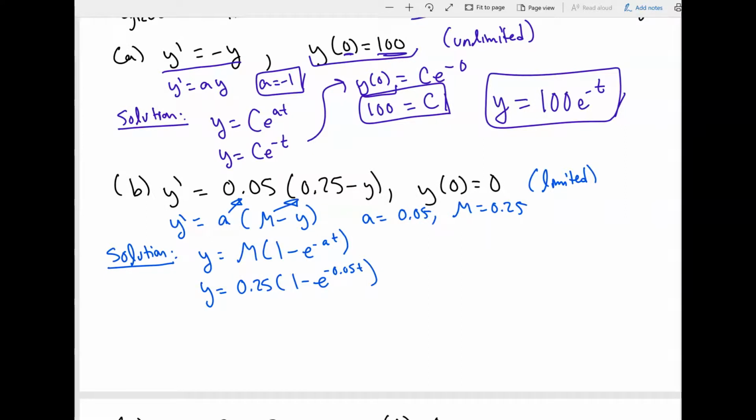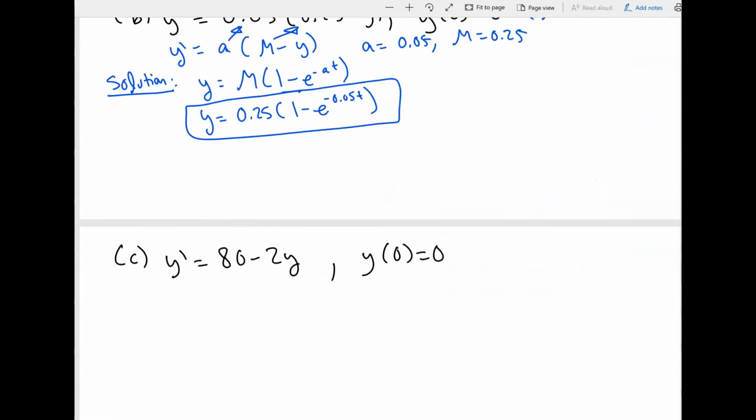Okay. Now in this case, we don't need to find out what c is because there's no c. So this is going to be my solution. Of course, if you want to figure it out, you can just put y(0) = 0, but we've done that already. Okay, so that's part B.